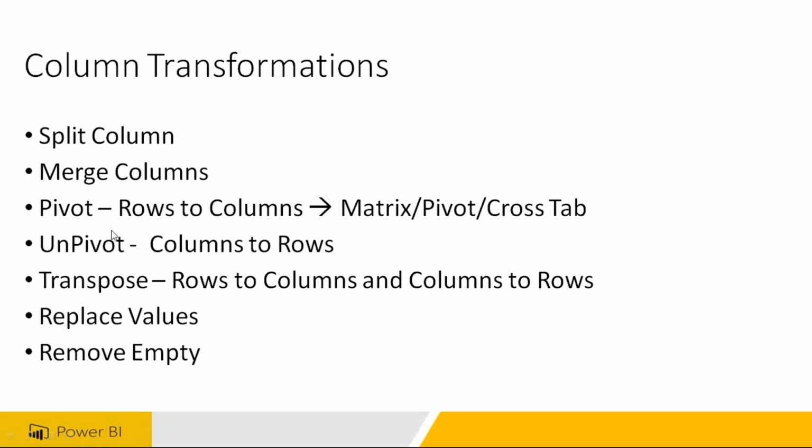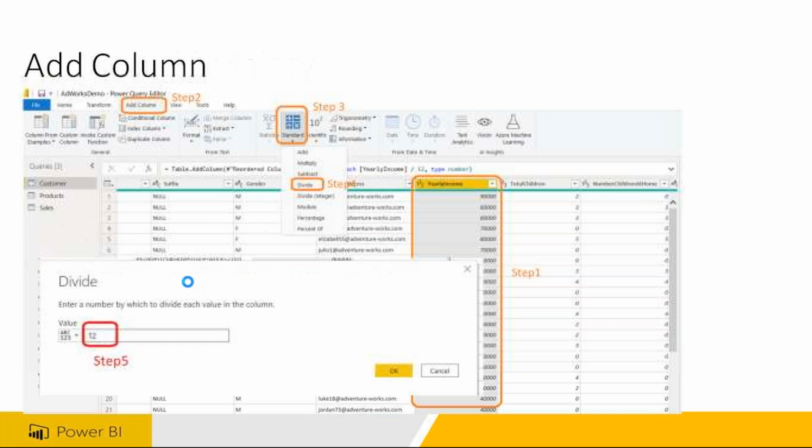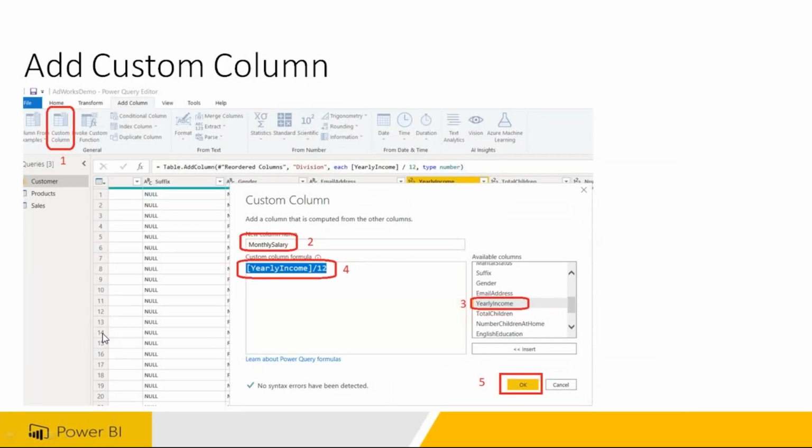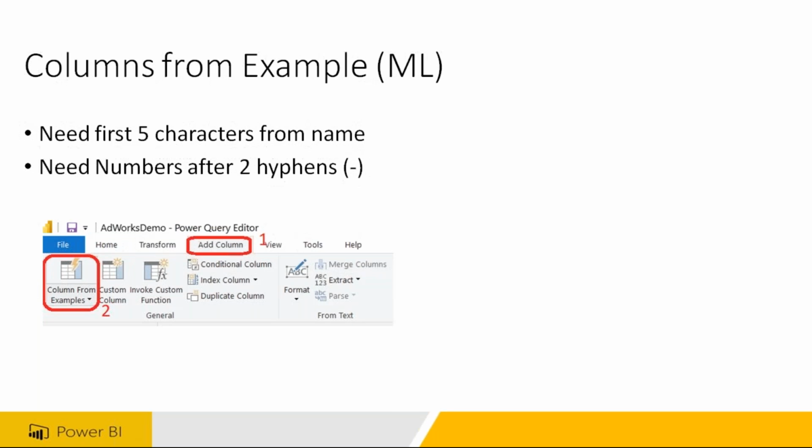Clear? Tomorrow we'll work with pivot, unpivot, transpose data and everything. Add column creates a new column, transform column replaces an existing column. So this is what we know. Say I would like to get monthly or yearly income. I can go in for divide or add, whatever you would like to have. Split column by delimiter, by number of characters, etc. You can explore this. Column from examples we had seen. It is available only in add column, not in transform.